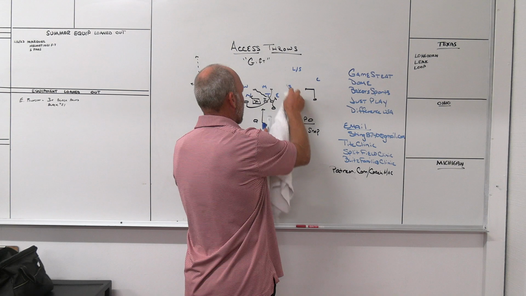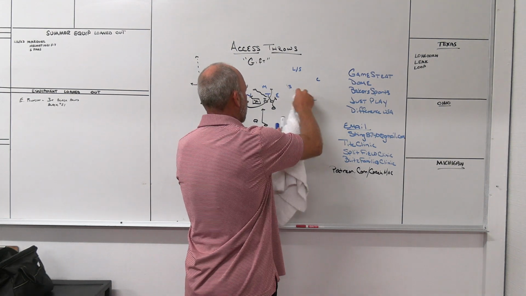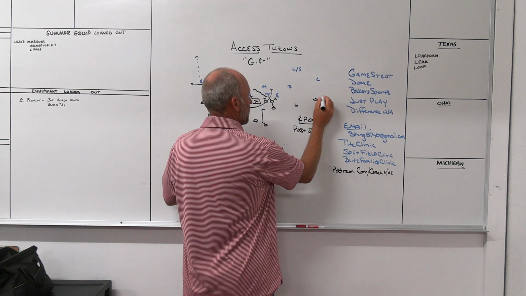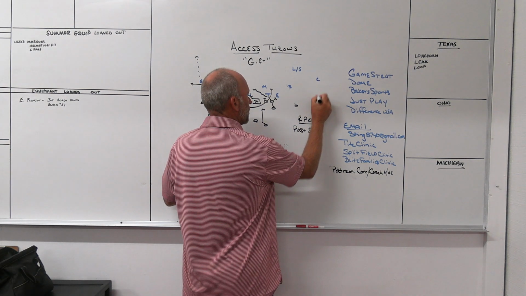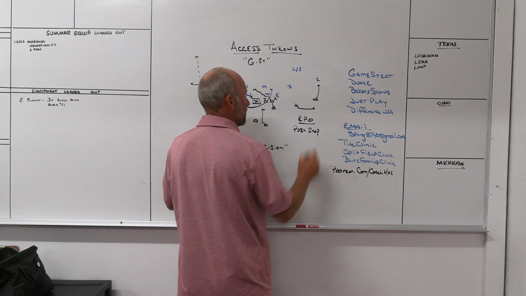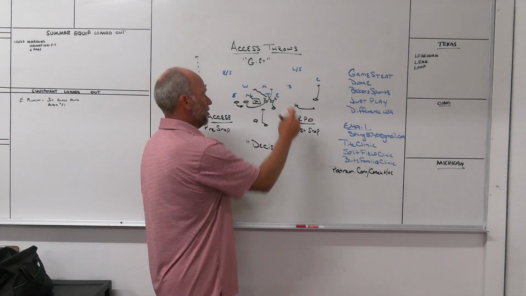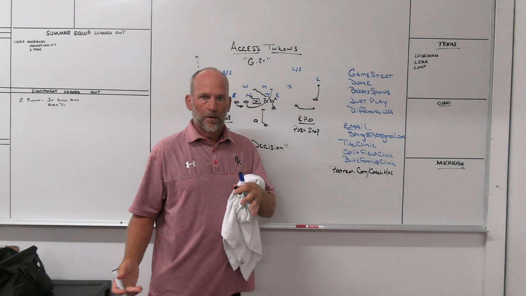The RPO can be whatever you want. Just make sure you're taking advantage of the overhang defender. A lot of times guys will ask me, can you run bubble as an RPO? Of course you can, okay? Can you run bubble as an access? Of course you can, all right?